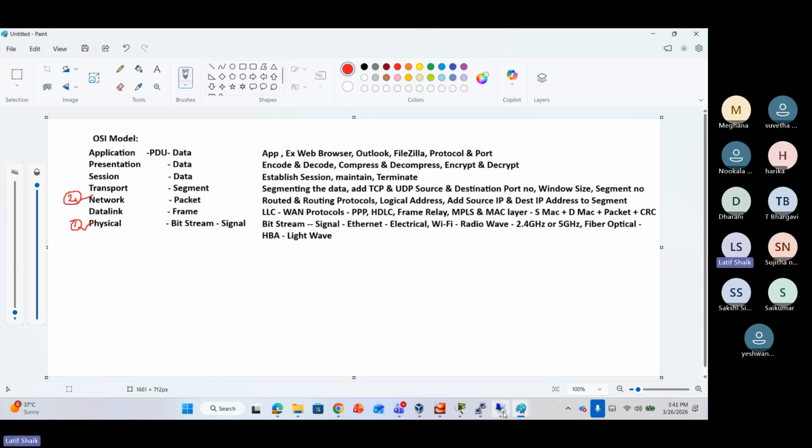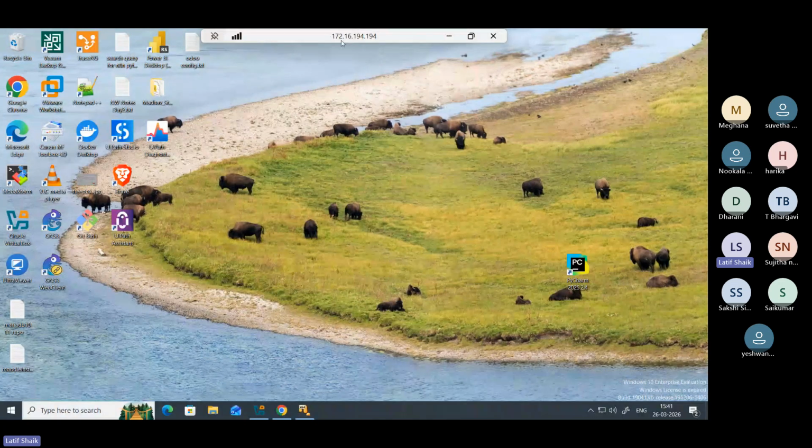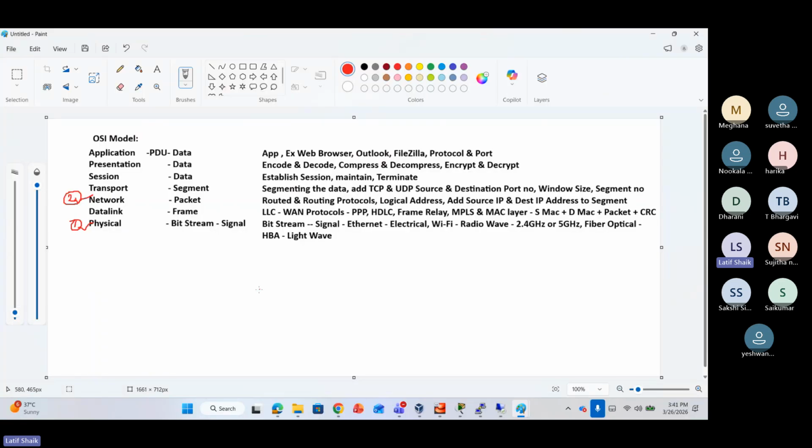For example, this system's IP address is 172.16.194.194. My laptop's IP address is 172.16.194.166. So both are physically and logically in the same network.